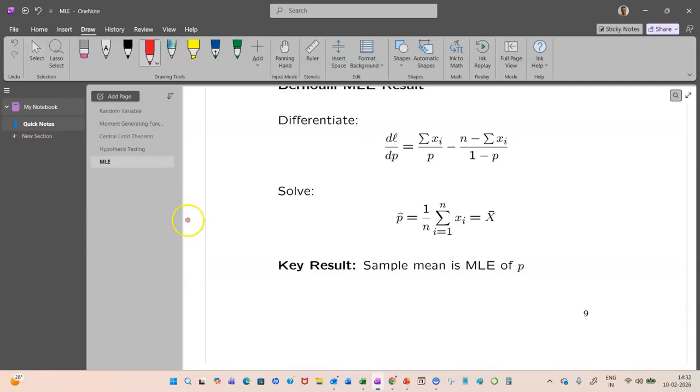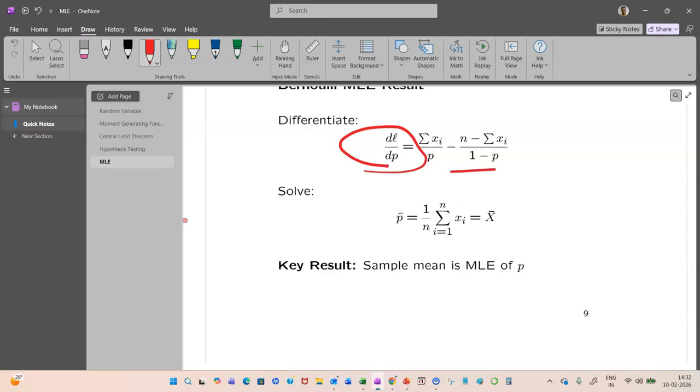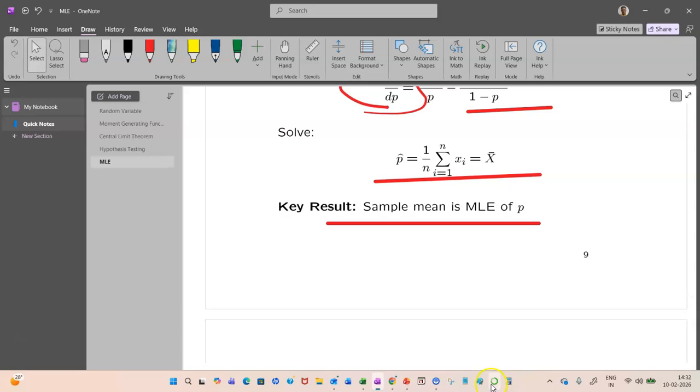Then we calculate dl/dp, take the derivative with respect to p, which is summation xi by p minus (n minus summation xi) by (1 minus p). Then we solve, p hat is 1 by n summation xi, which is x bar. So the maximum likelihood estimator in case of a Bernoulli variate comes out to be the average of the sample. Sample mean is the MLE of p. So that's the easy way to get the maximum likelihood estimation.